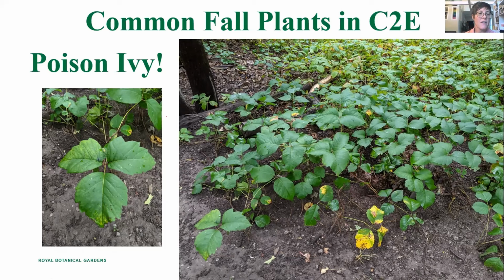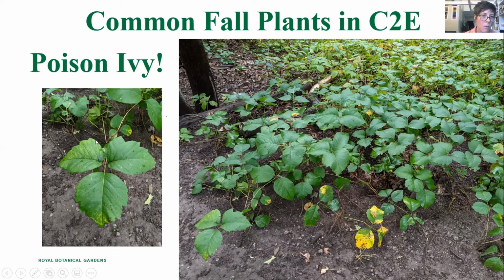So here on the left, we have a leaf. And the leaves of three part refers to the three leaflets of the leaf. Now, there are lots of plants that have compound leaves of three leaflets. How do you know poison ivy from all the other ones?